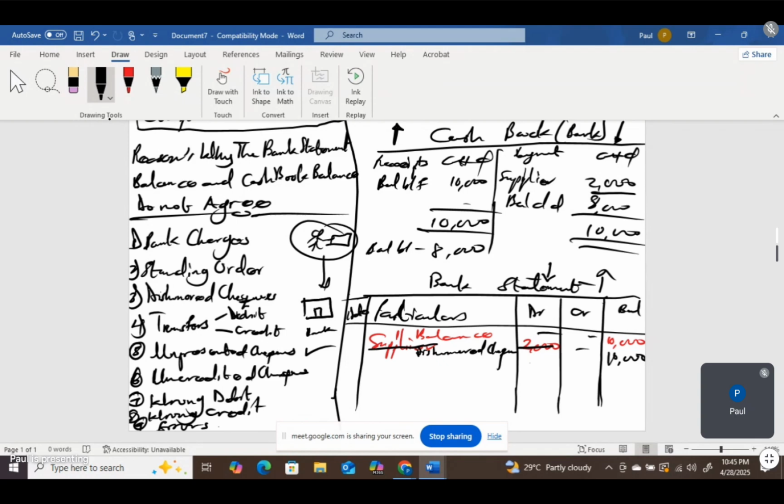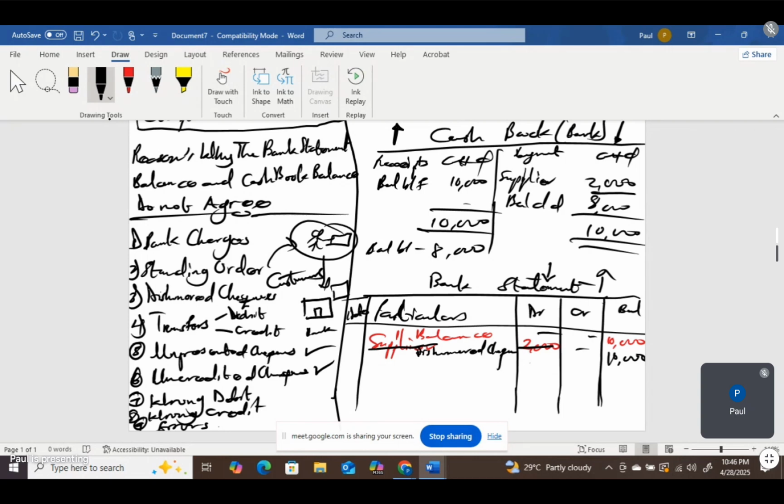Okay. So, uncredited checks. I'm done with unpresented checks. With uncredited checks too, customers can write checks to you. They wrote checks and they gave it to you. You took it to the bank. So the bank has the check, but the bank has not credited your account yet.